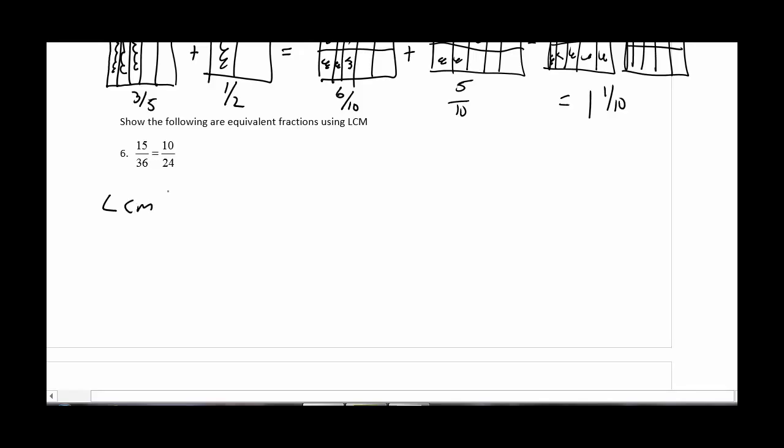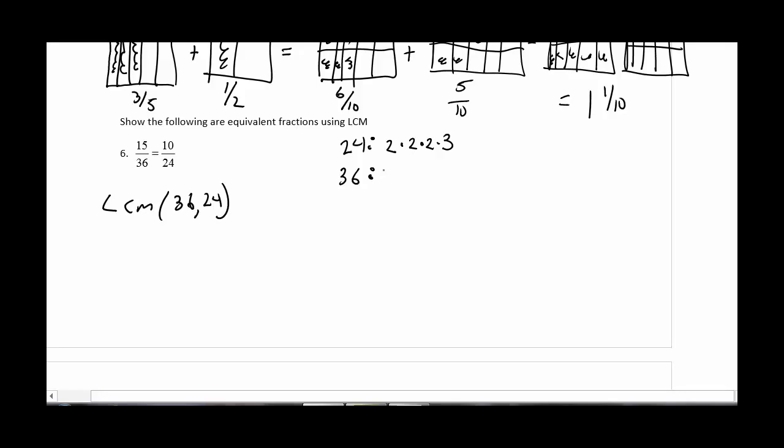So I need the LCM of 36 and 24. And I'm leaving this very open-ended as far as how one goes about finding that. One method we talked about was intersection of sets. Let's see, so I'd break up 24 into its prime numbers. So that's 2 times 12, and then 12 is 2 times 6, and that's 2 times 3.